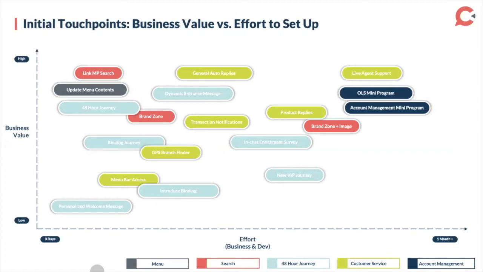But if you have been using WeChat for a while or you have a team dedicated to WeChat projects, then I would recommend higher effort items that still bring high business value, which include live agent support, the OLS online sign up mini program, and the account management mini program. It really depends on where you stand currently and how much effort you would like to take. We can work on different touch points to optimize your WeChat official account and ultimately increase engagement, retention, and conversion rates.